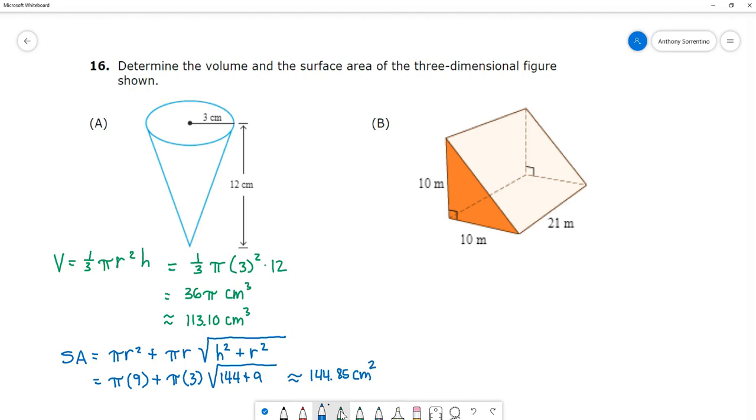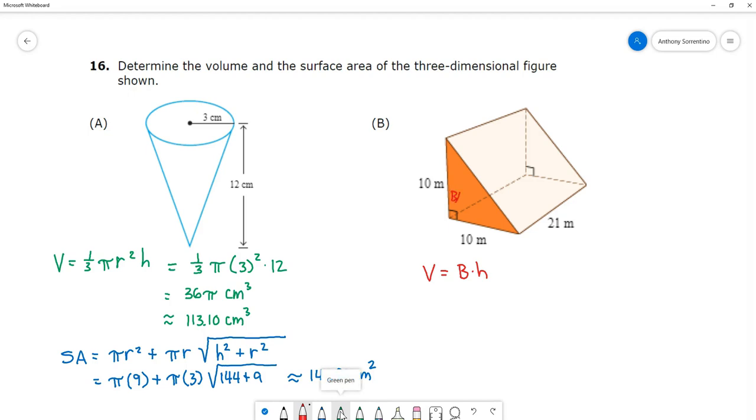For B, that's a prism. So the volume, for any prism, is the area of the base times the height. Now, obviously, a triangle would have a base and height in that as well. So I have to make sure I know the difference between the height of a face versus the height of the prism.